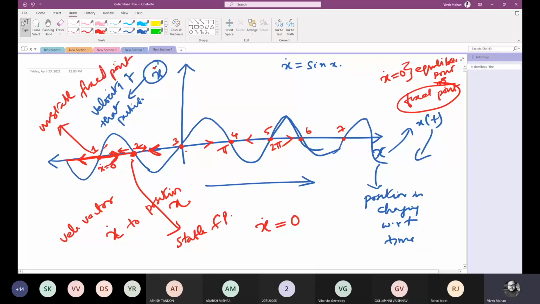Okay. Now, what is the importance of this stable and unstable fixed point? We'll see. Once again, I am going to reiterate this. So there are two kinds of fixed points in this figure.